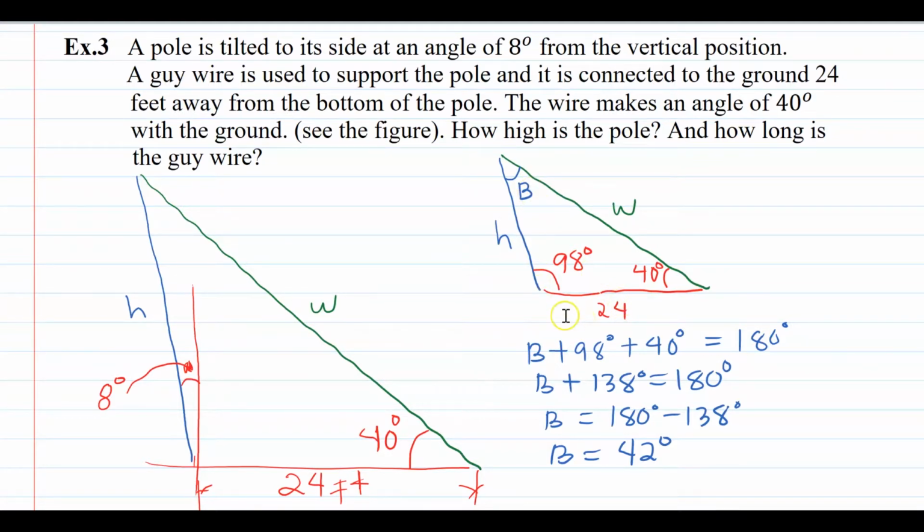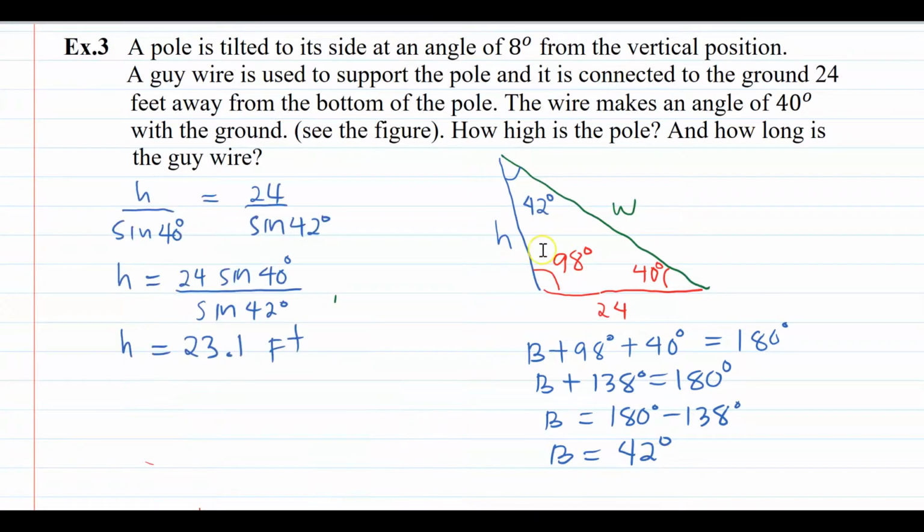Using the sum of the interior angles in a triangle, we have B plus 98 plus 40 is equal to 180. And 98 plus 40 is 138. And subtracting 138 from both sides, this gives us B equals 42 degrees. Now that we have the measurement of angle B equals 42 degrees, we can now set up the law of sines to solve for the height of the pole.